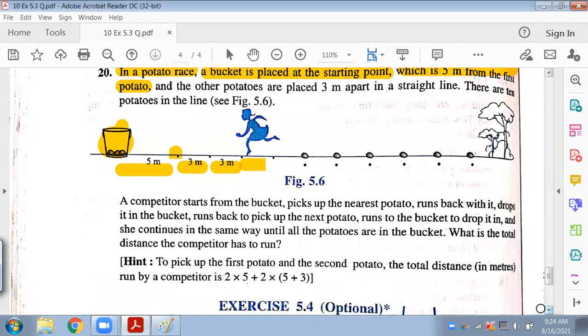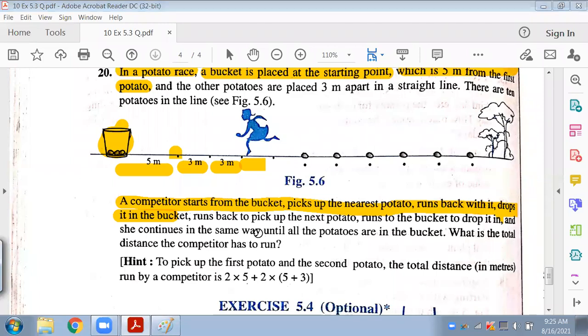Now, a competitor starts from the basket, picks up the nearest potato, runs back with it, drops it in the basket, and again runs back to pick up the next potato and runs to the basket to drop it in. She continues in the same way until all the potatoes are in the basket. What is the total distance the competitor has to run?